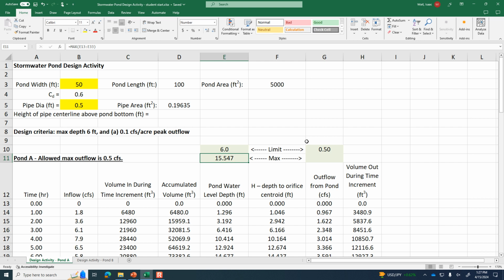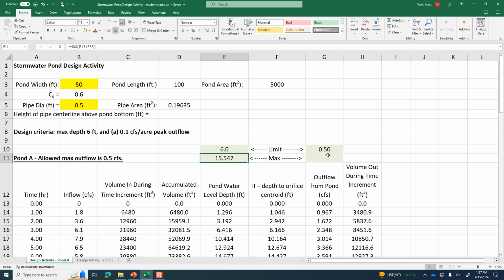We could change the pipe diameter, but, well, let's check to see which of the two. We can basically pull on two levers. We can pull on the area of the pond lever, or we can pull on the lever of the pipe area, meaning the pipe diameter.